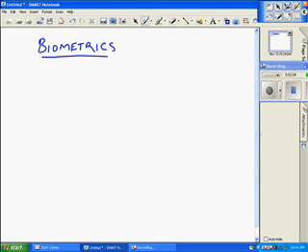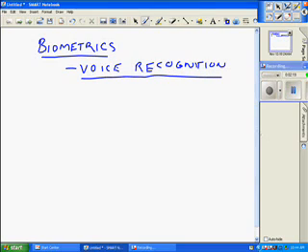Some of the devices are voice recognition. With voice recognition, the device compares a person's speech with a stored voice pattern. Each user trains the computer to recognize his voice. It's a bit like some of the voice software.